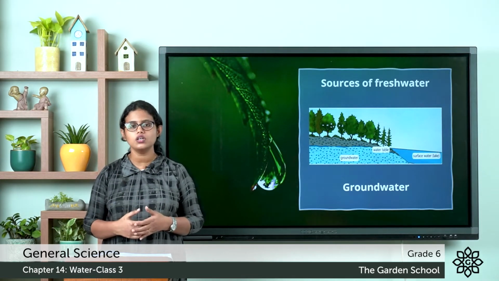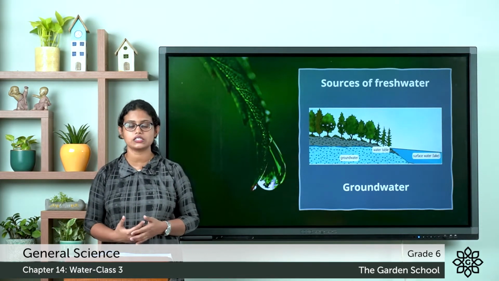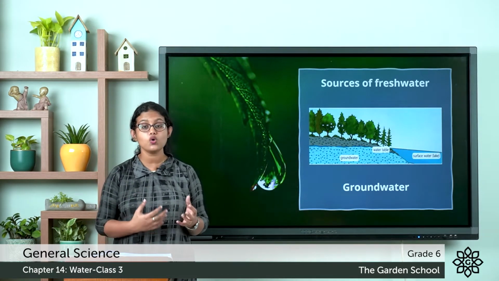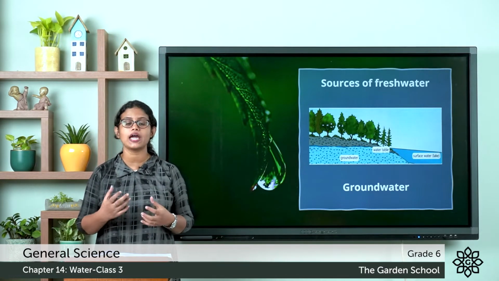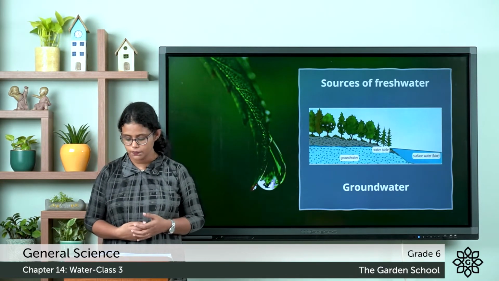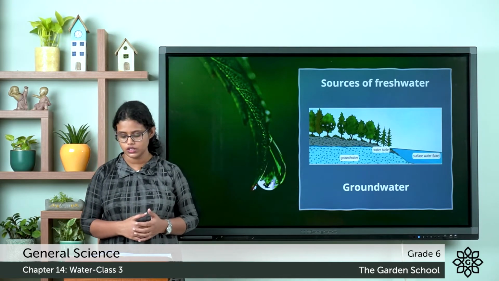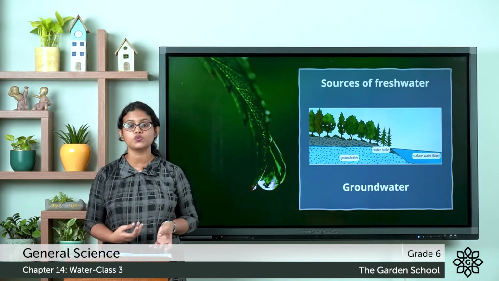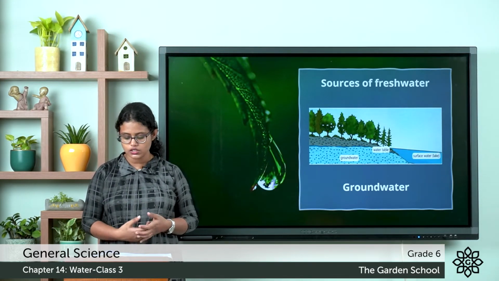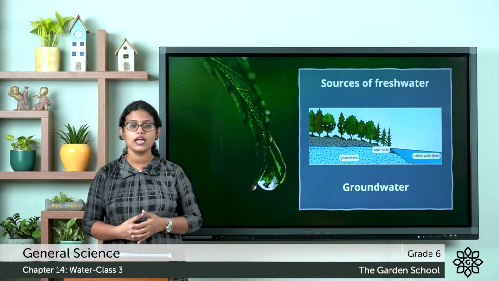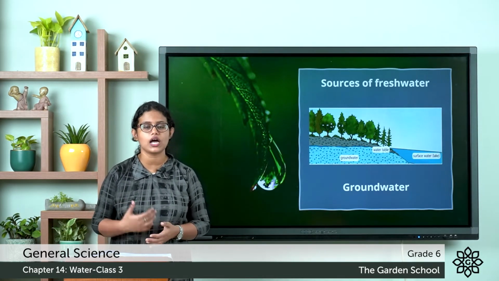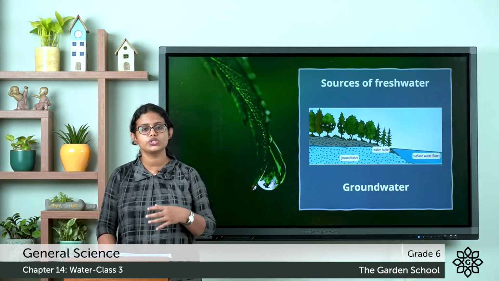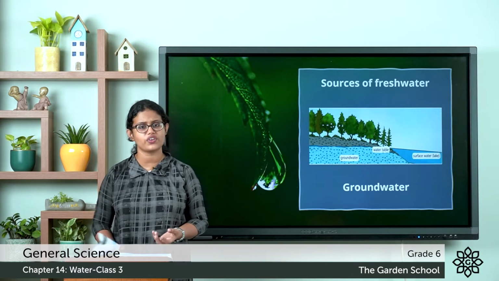The level of water under the ground, we call it the water table. In some places the water table is close to the surface, so the groundwater can be obtained by just digging a well a few meters deep. But in some places the groundwater level is very deep, so in such places tube wells are sunk several hundred feet below the ground. And the water from such wells is not safe for drinking. So that is about groundwater, which is another valuable source of fresh water.